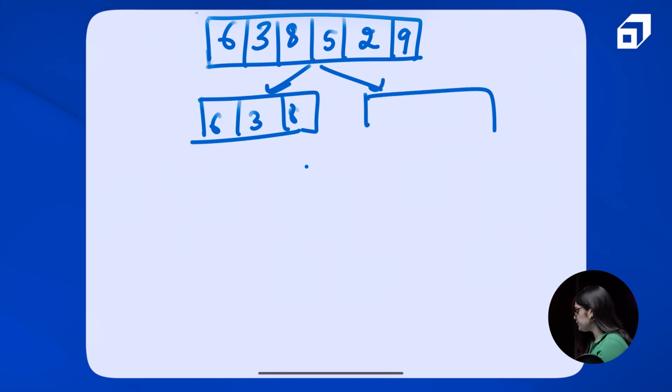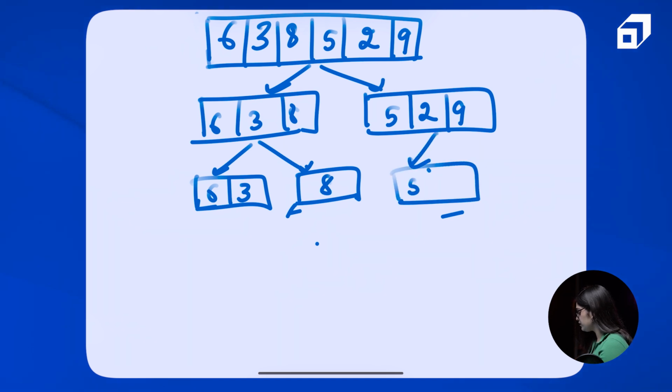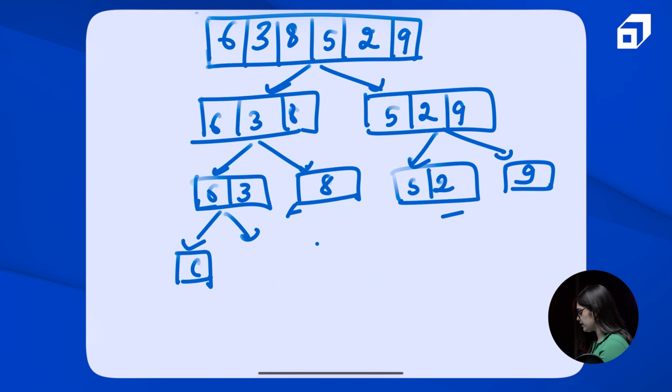Now, when we stumble upon arrays of odd length, what we can do is divide by 2 and add an extra element to one of the sub-arrays. So 2 elements in one, 1 in the other. Similarly for this array. And now for these, we'll just divide into 2 arrays of 1 element each.